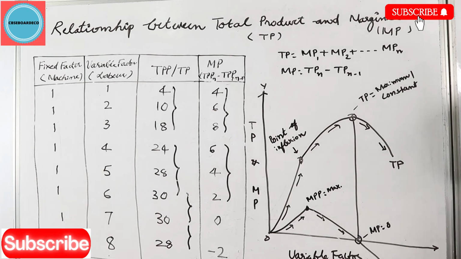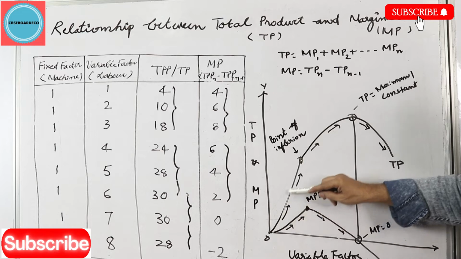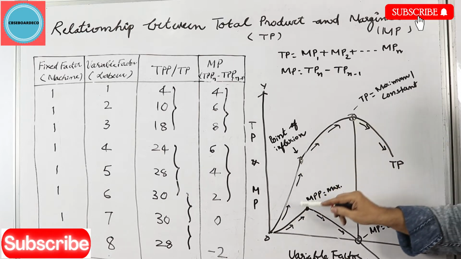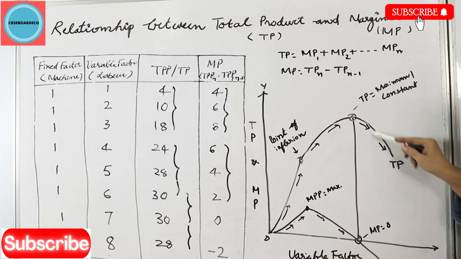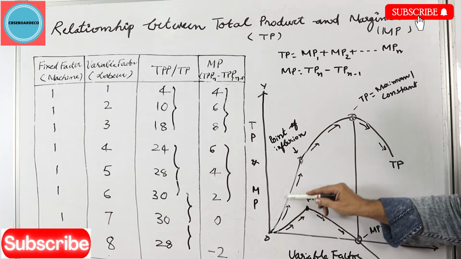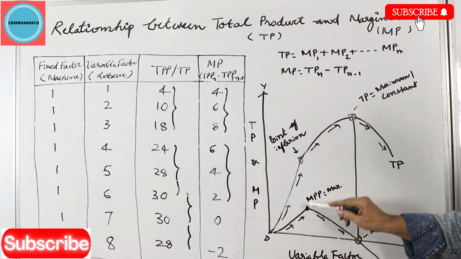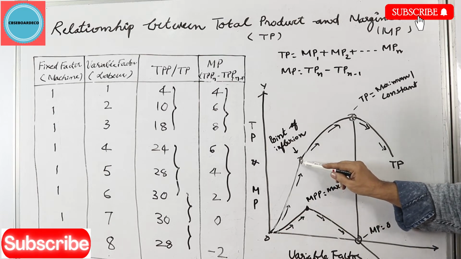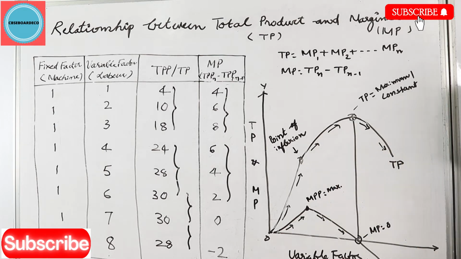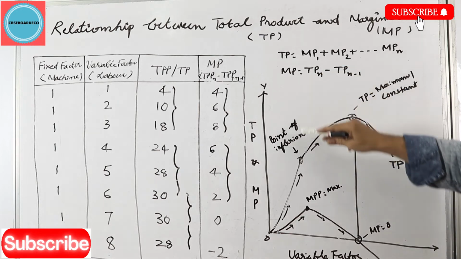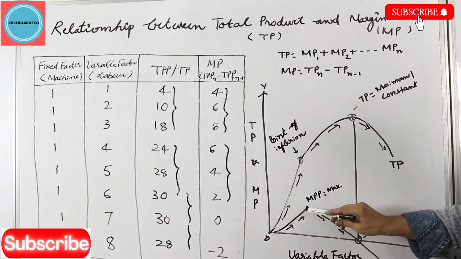So look at the graph here carefully. On the x-axis, we have the variable factor, labor units. On the y-axis, we have TP and MP. As long as TPP is positive, MPP is also positive. You can see here, TPP is increasing at an increasing rate, very fast. MPP is also increasing. When TPP stops increasing at an increasing rate, in economics we call that the point of inflection. At that point, MPP or MP is maximum.